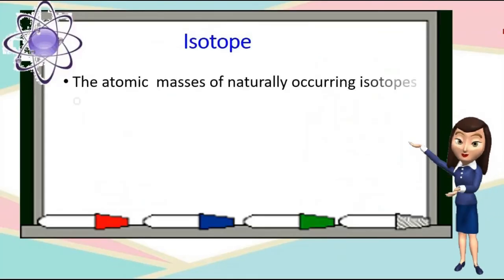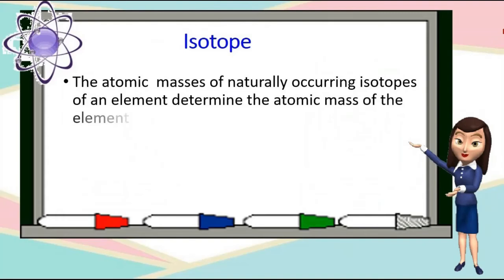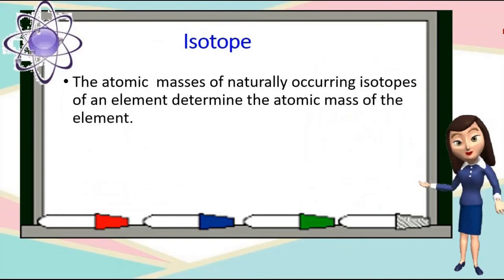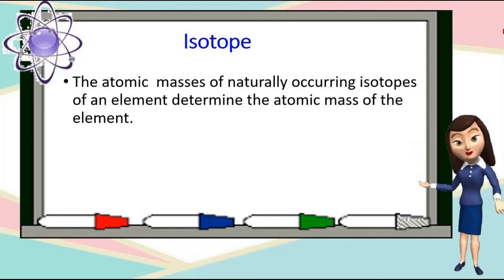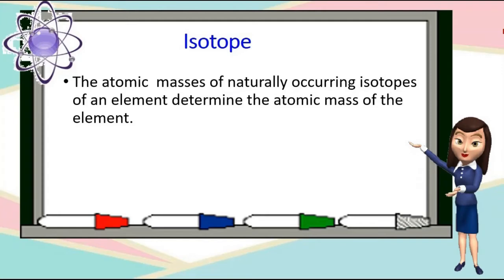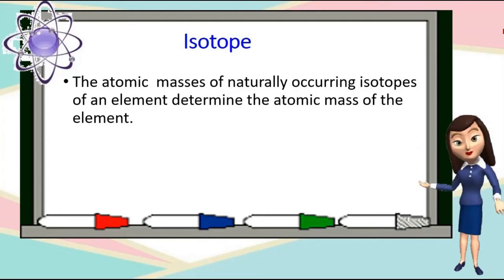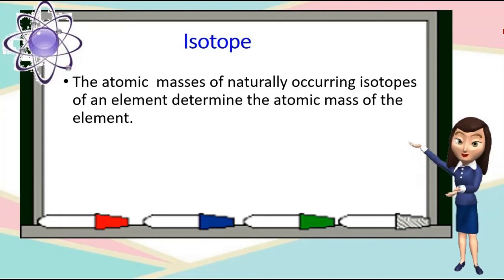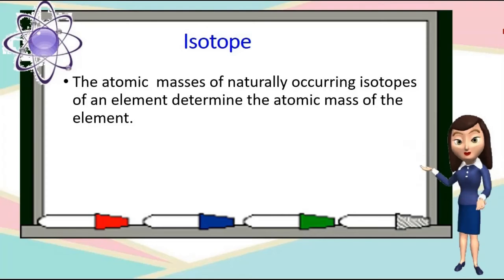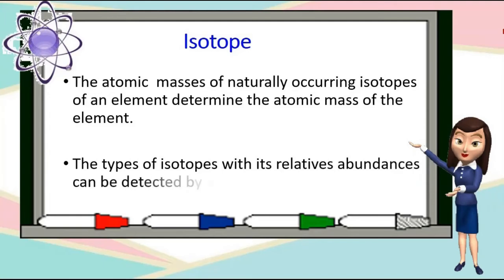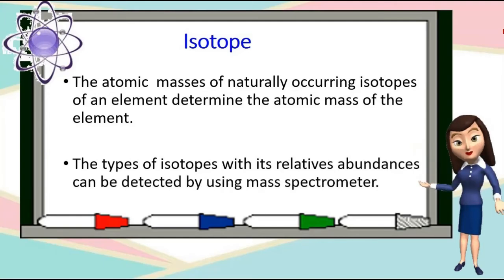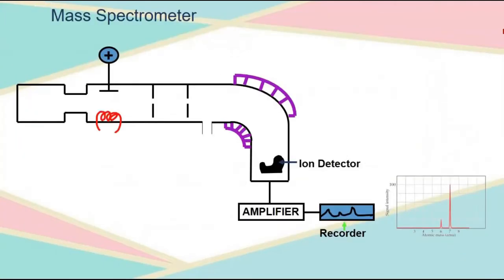The atomic masses of naturally occurring isotopes of an element determine the atomic mass of the element. For example, chlorine, Cl, has two stable isotopes, that is 35Cl and 37Cl. The atomic mass of chlorine is 35.45, which is determined by the atomic masses of 35Cl and 37Cl. The types of isotopes with their relative abundances can be detected by using a mass spectrometer. This diagram shows the device of a mass spectrometer.